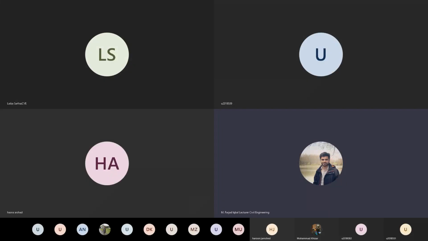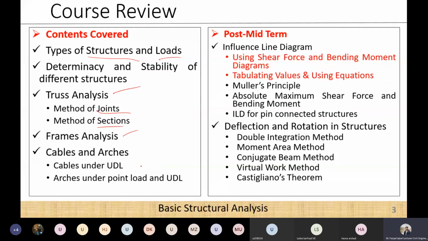For both cables and arches, we solved when they were acted upon by UDL and point load. And also we discussed some aspects of influence line diagram before the midterm. In that we plotted influence line diagram by using simple shear force and bending moment diagram. I hope you have revised this concept again.